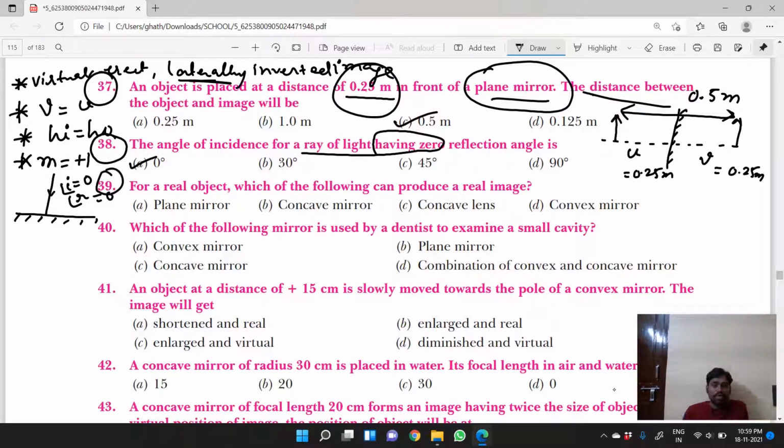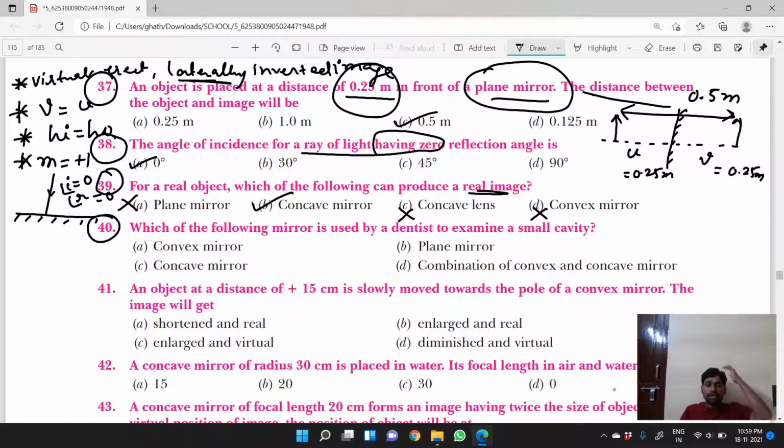39th. For a real object, which of the following mirrors can produce a real image? A plane mirror always forms a virtual image. A convex mirror always forms a virtual image, it does not produce a real one. A concave lens also always forms a virtual image. So the answer is B, concave mirror.